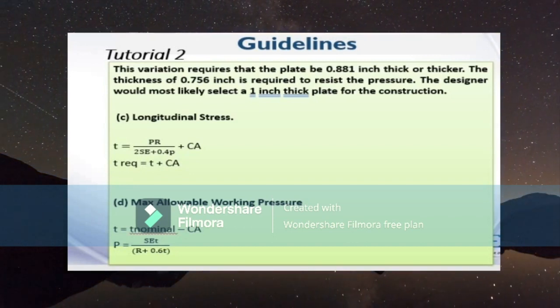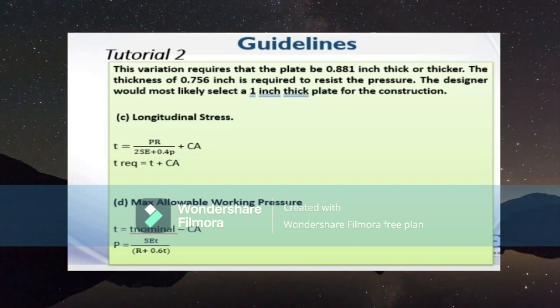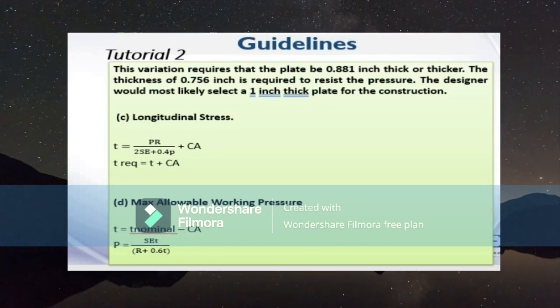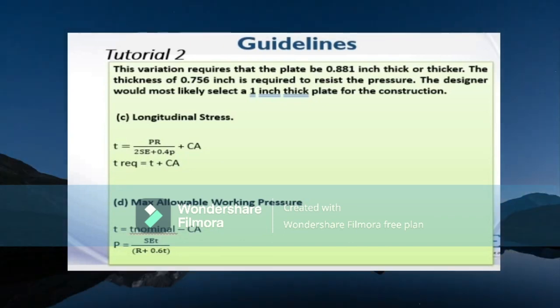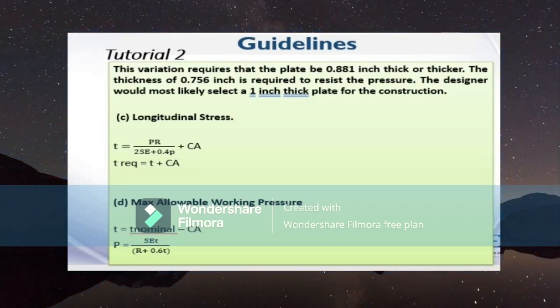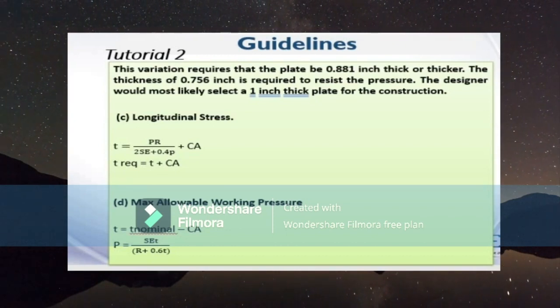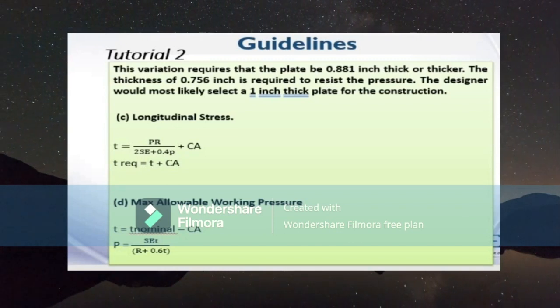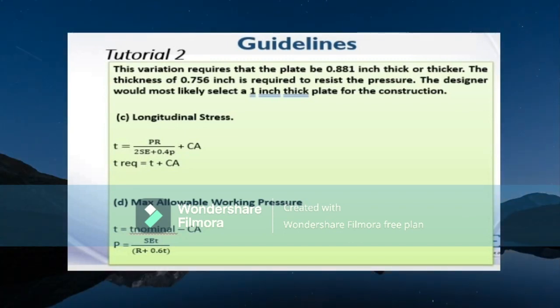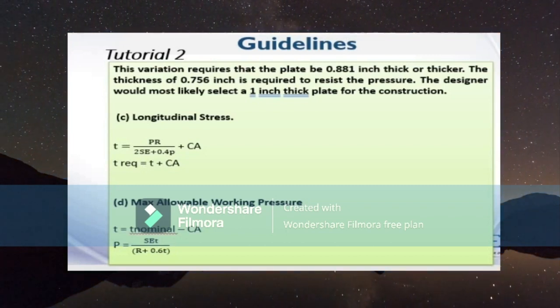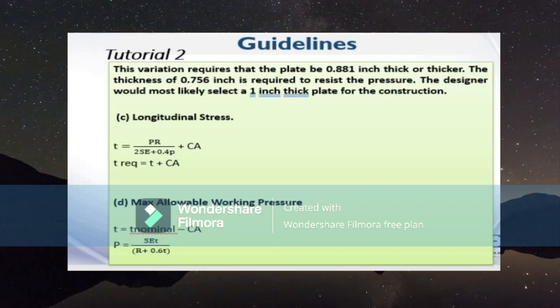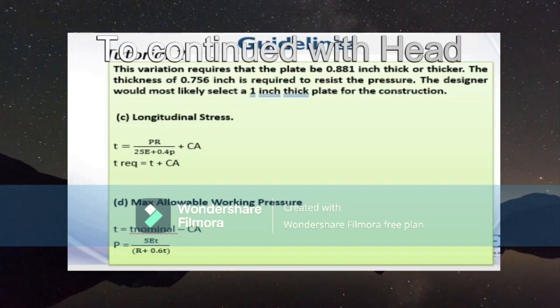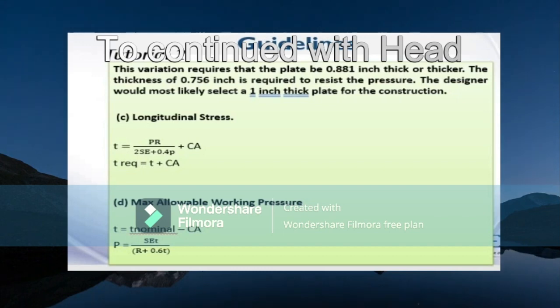T equals T nominal minus CA. T equals 1 inch minus 0.125 inch. T equals 0.875 inch. Use the second part of Formula 1 in UG-27. P is less than 0.385 SE and t is less than or equal to R/2. P equals S times E times thickness divided by radius plus 0.6 times thickness.